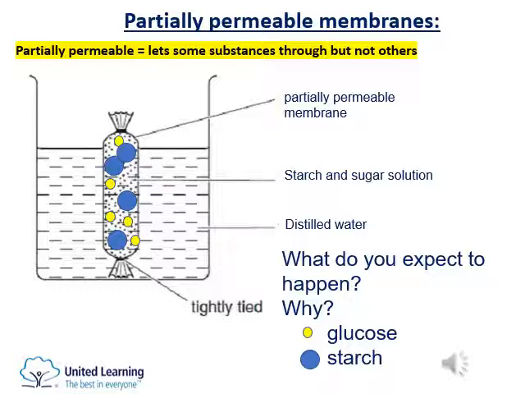So we leave the experiment for around 15 to 20 minutes, and then the distilled water around the tube is tested for starch and sugar, so that distilled water inside the container. I want you to think about, what do you think would happen and why? Where do we think we'd find the starch? Where do we think we'd find the sugar? Would we find it still inside the tube, or would we find it in the distilled water? So pause the video now, give yourself a couple of minutes to have a think about the particle movement, what concentration gradients there are, and think about particle size.